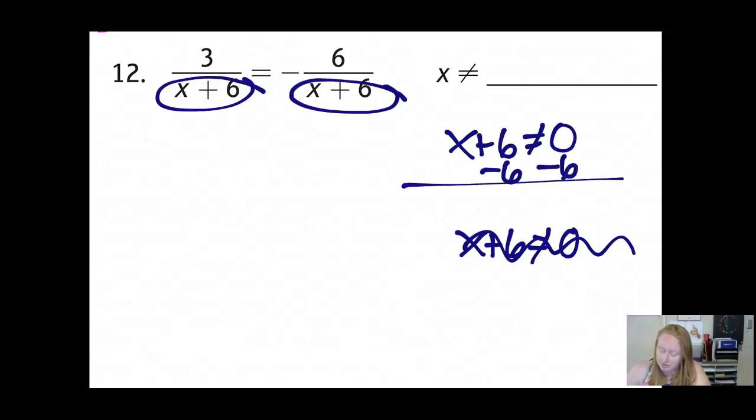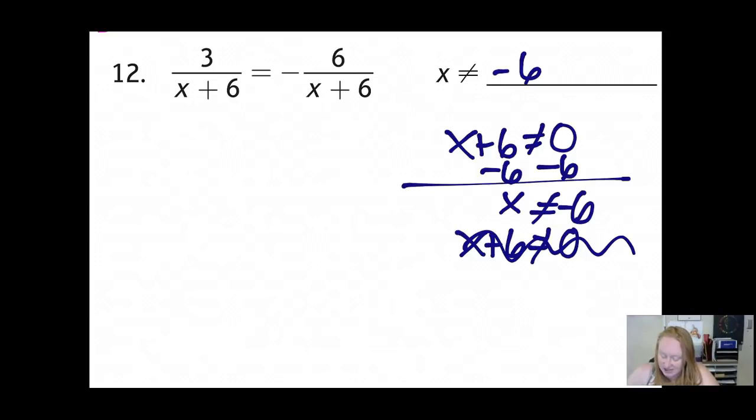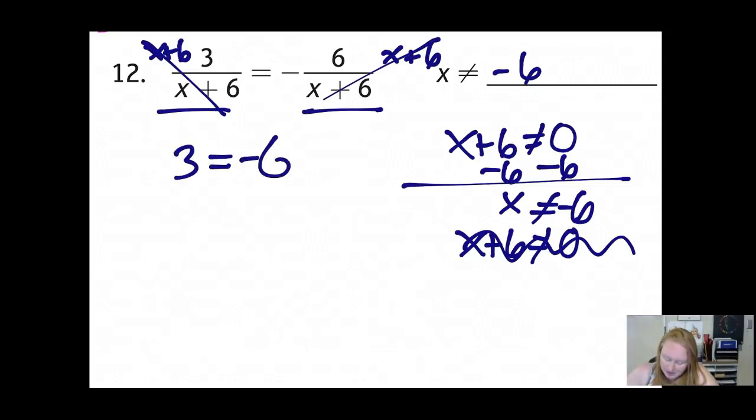I'm going to subtract 6 from both sides using properties of equality. And I'm going to get x cannot equal negative 6. So I'm going to make sure to check back with that at the end. The nice thing about this is that since they're the same, I only have to do that multiplication once. Again, some of you are going to use cross multiplication and you're going to love it. And that's fine. You're allowed to. So here I get 3 equals negative 6. That does not happen. It's not true. So this one is no solution.